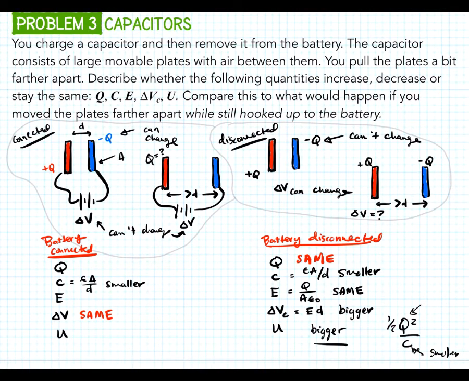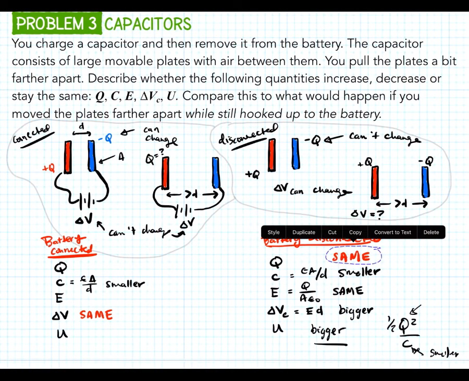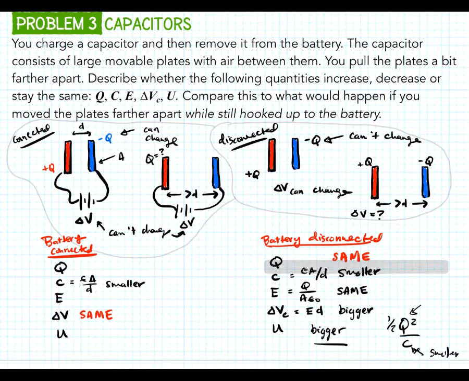Okay? So just to review, for this situation where the battery is disconnected, the charge has to stay the same, which means the electric field stays the same since we haven't changed the area. The capacitance has to get smaller because it depends on the distance, which is the only thing we did change, and the potential energy gets bigger. All right, let's go back over to where the battery is connected.